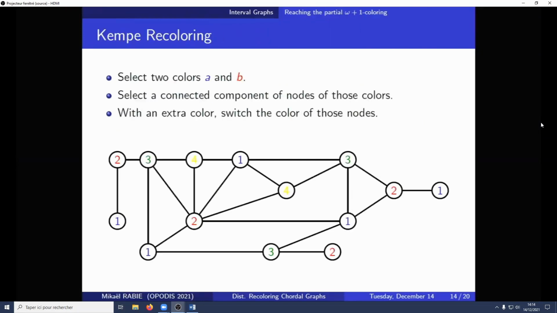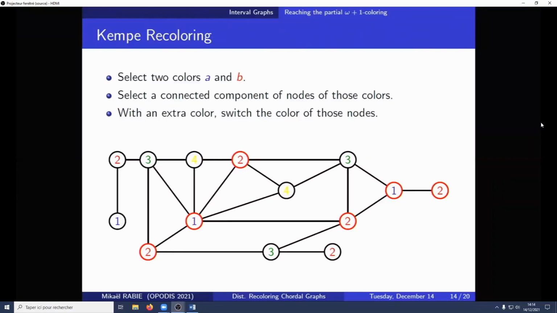And now, to be able to reach this coloring partially, I will introduce a new notion that we call Kempe recoloring. The idea of Kempe recoloring is we select two colors, for example, A and B, here it will be 1 and 2. We look at the nodes of those colors, and more precisely at a connected component of those nodes. And the goal is just to switch the color of those nodes between A and B. And with one extra color, it's quite easy to do it, the same way as we did before. For example, nodes of color 2 take color 5, then nodes of color 1 take color 2, and then the nodes that were in color 5 can take color 1.